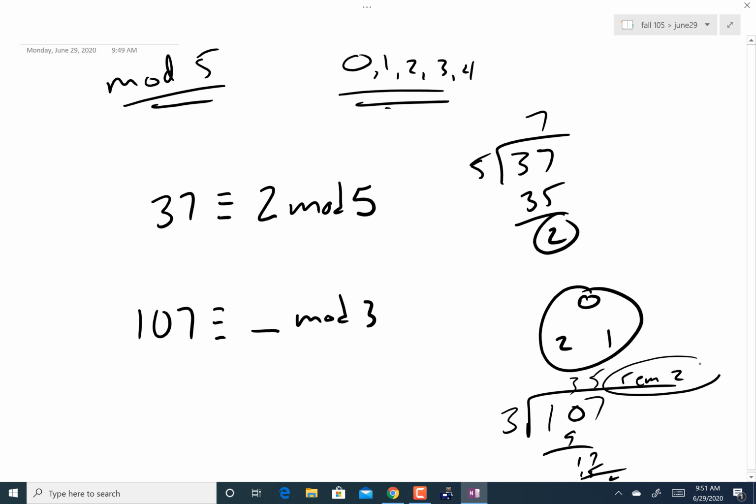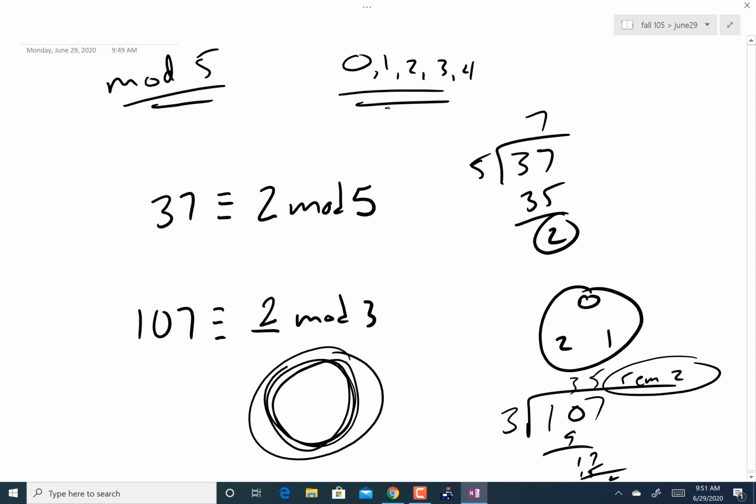Remainder 2. And so it is 2. And that's all it is. Meaning that you're going to go around the clock 1, 2, 3, 4, 5, 6, 7, 8, 9, 10, 11, 12, 13, 14, 15, 16, 17, 18, 19, 20, 21, 22, 23, 24, 25, 26, 27, 28, and so on up to 35. And then there's the 1, and then there's the 2. And that's where I'd end up, right here on the 2. That's all it means.